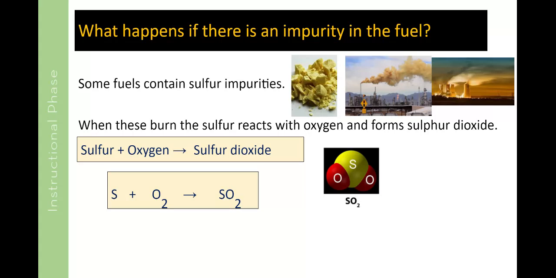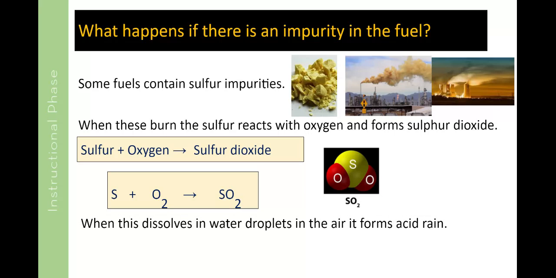Now, what's the problem with this sulfur dioxide gas, though? We know the problem with carbon dioxide, we know the problem with carbon monoxide, but what's the problem with this little sulfur dioxide molecule here, SO2? What's your problem? Now, the problem with sulfur dioxide is that it can dissolve in water droplets or water vapour in the air. And when it dissolves in water, it actually forms an acidic solution. It forms acid rain.